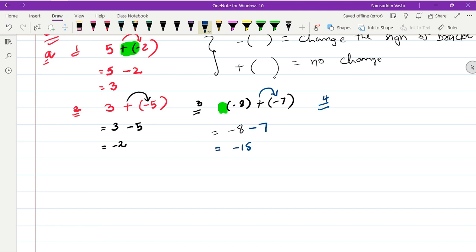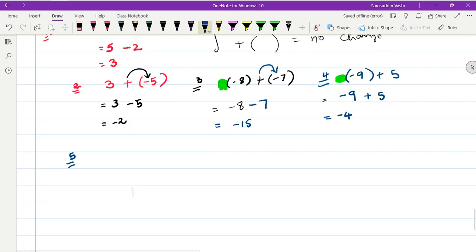Number 4, negative 9 plus 5. Is there anything outside the bracket? No. So I'll just open the bracket as it is. Then I'll think I have borrowed 9 already, but I paid back 5. So what is my financial situation? How much do I still owe? 4. So it is negative 4. So that's number 4.